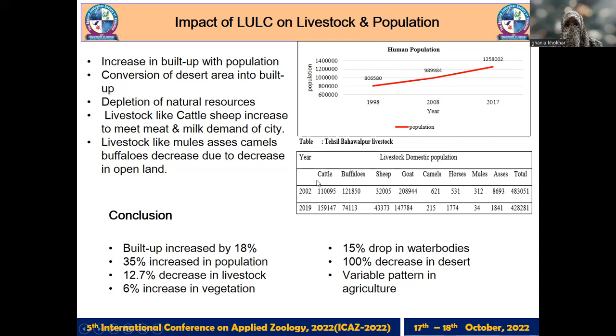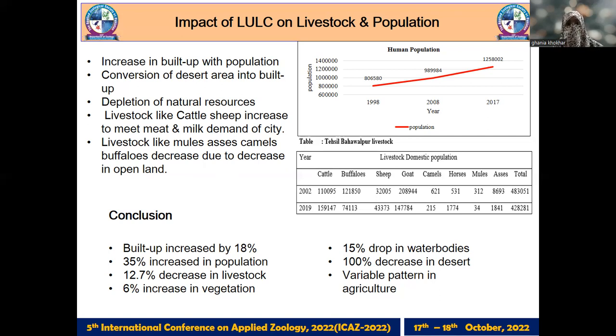The livestock overall has decreased, but there are different trends within the livestock. You can see livestock like cattle and sheep increased to meet the demand of the city, and livestock like mules, asses, camels, and buffaloes has decreased due to the decrease of pasture land and open land.